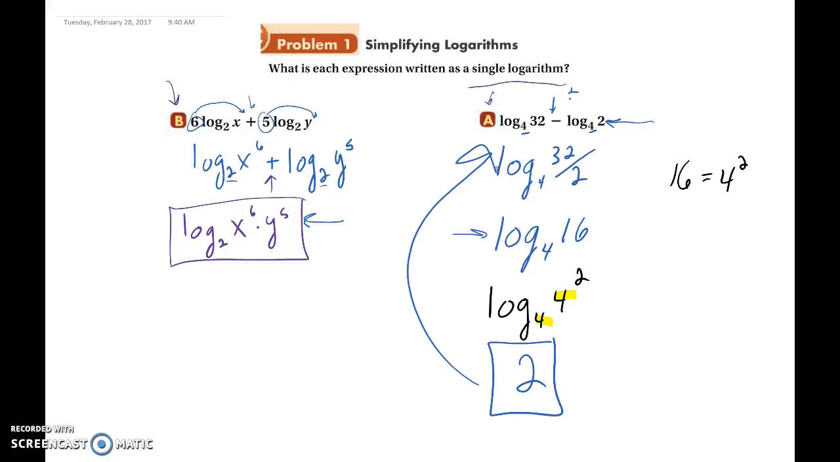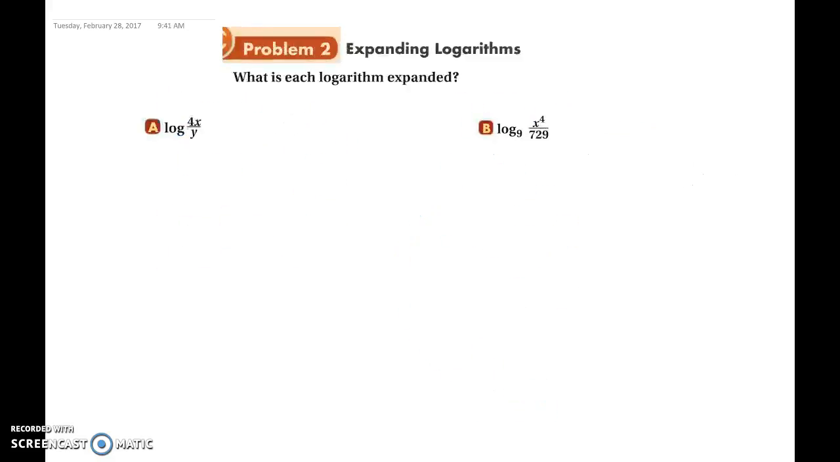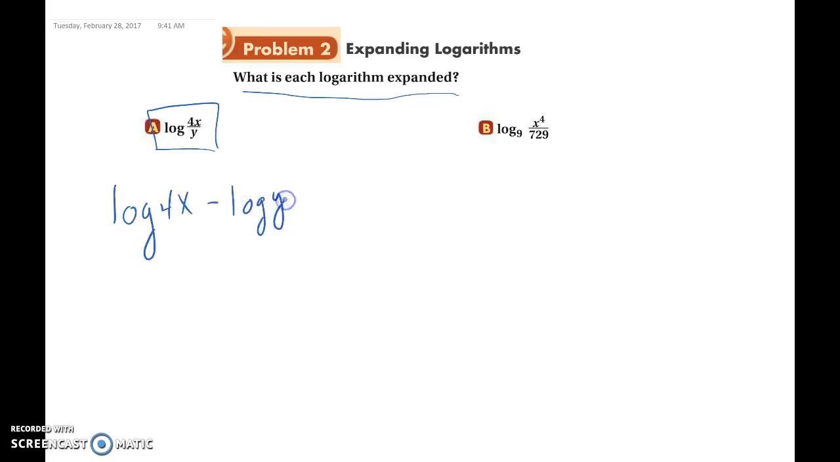The next problem that we're going to do is we're going to separate them. All right, so this says, what is each logarithm expanded? So that means we need to rewrite them as separate logarithms. So this one here has a division, and we know division means subtraction, so we can write log of 4x minus log of y. All right, now we're not done though, because this 4 and this x are being multiplied, so we need to separate those logarithms as well. So it will be log of 4 plus log of x minus log of y.